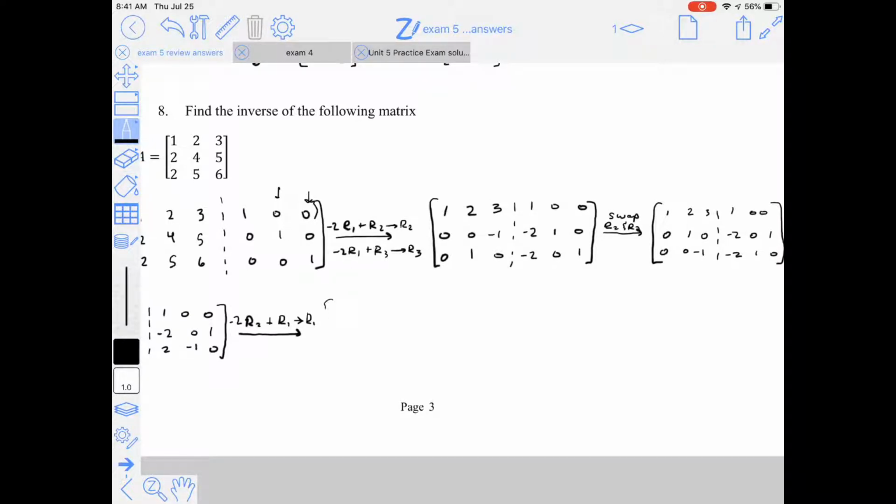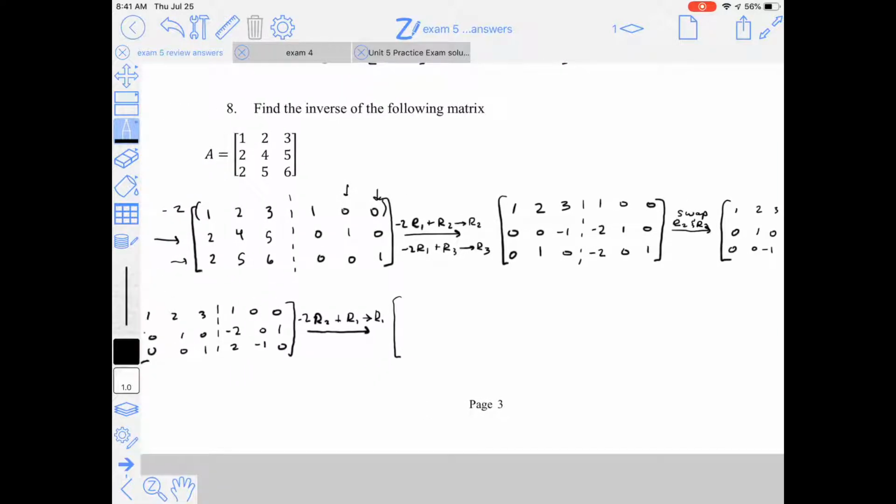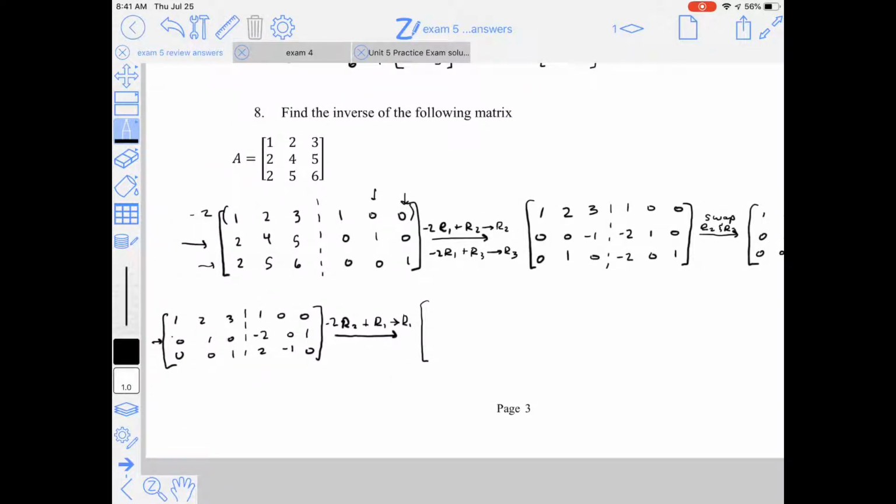Okay, so negative 2 times row 2 here makes 0. 0 plus 1 is 1. Negative 2 times 1 is negative 2. Negative 2 plus 2 is 0. Here we're going to have 0 plus 3. Here we're going to have negative 2 times negative 2, that's 4. 4 plus 1 is 5. Here we're going to have 0 plus 0. And here we're going to have negative 2 plus 0, which is negative 2.